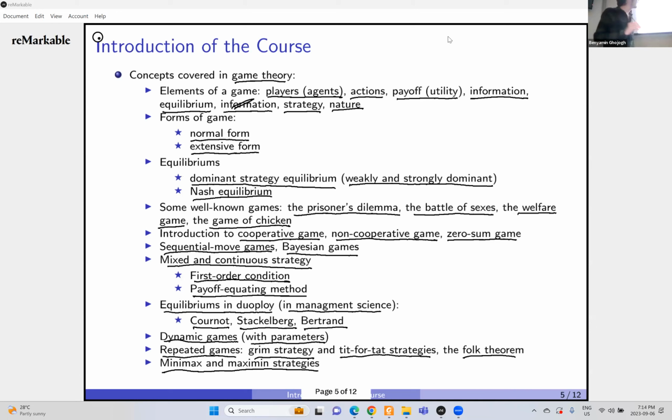A little bit of explanation for game theory. What does it mean? Assume I have two agents. And they want to do something. Each agent has some payoff or utility.